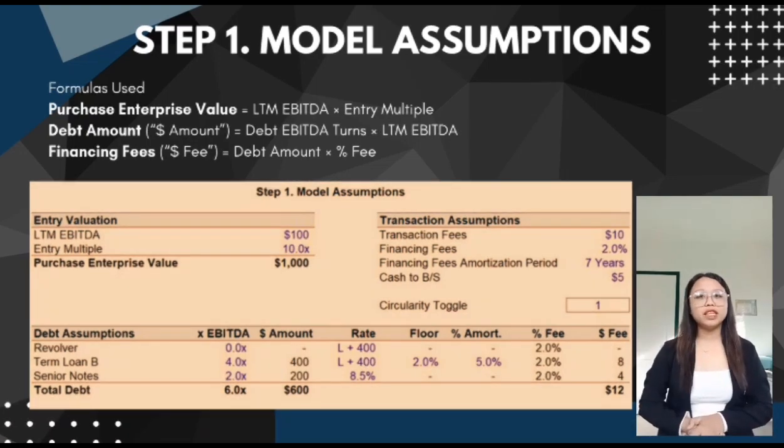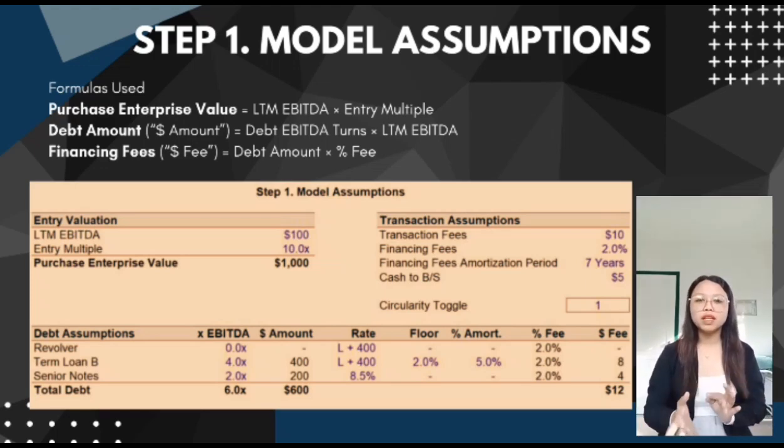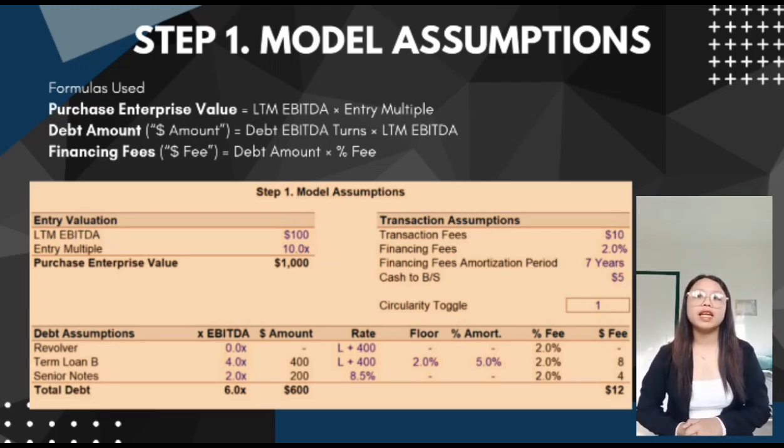So the first step is model assumptions. As you can see from the table, there is the entry valuation and two assumptions, which are the transaction assumption and the debt assumption. In entry valuation, the first step of the LBO modeling test is to determine the entry valuation of the corporation on the date of the initial purchase. To get the purchase enterprise value, we take the LTM EBITDA, which stands for last twelve months earnings before interest, taxes, depreciation, and amortization, and multiply it by the entry multiple. Now, where do we get the LTM EBITDA and the entry multiple? They are given from the problem.